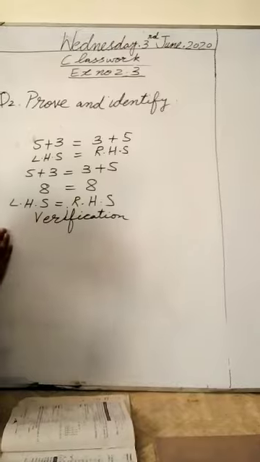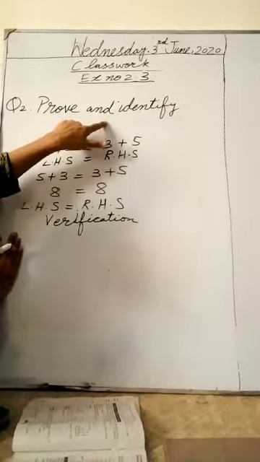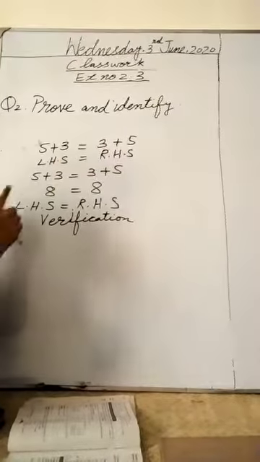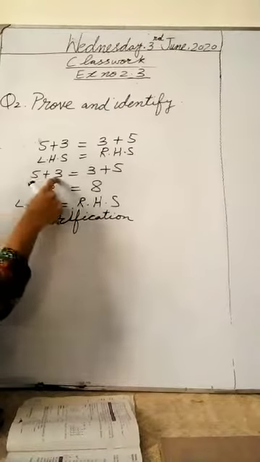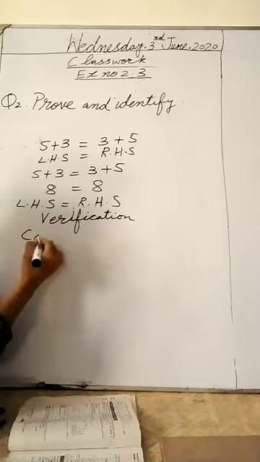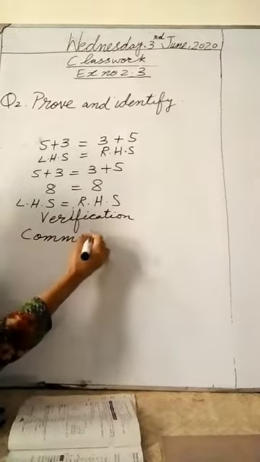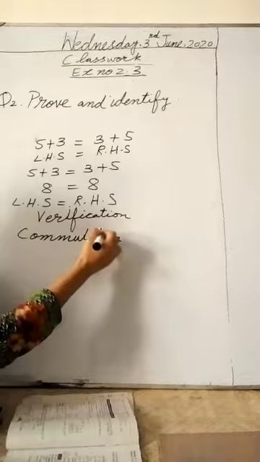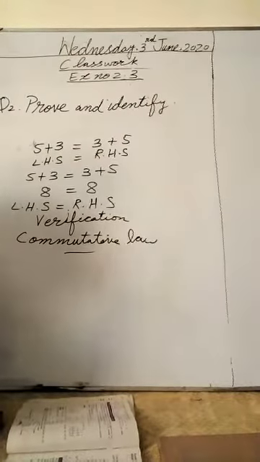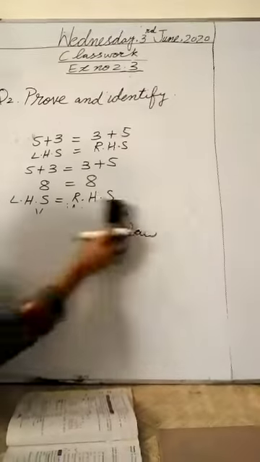But how to identify the law? Question is prove and identify. The question is proved. But how to identify? When we have two values with the same sign, it is called the commutative law. Commutative law. Draw the ending line. Now I am solving the next question.